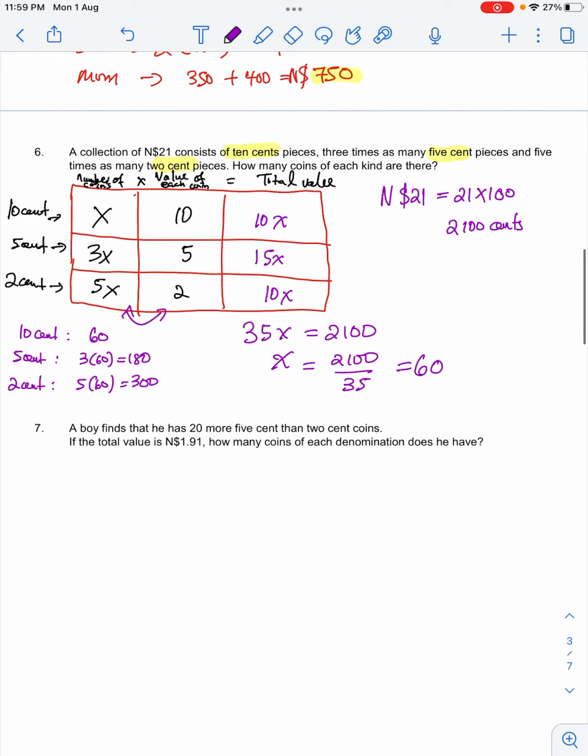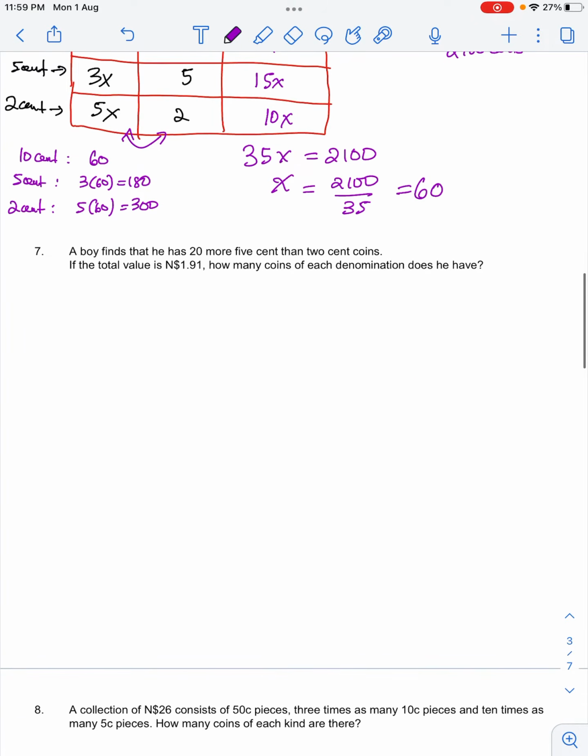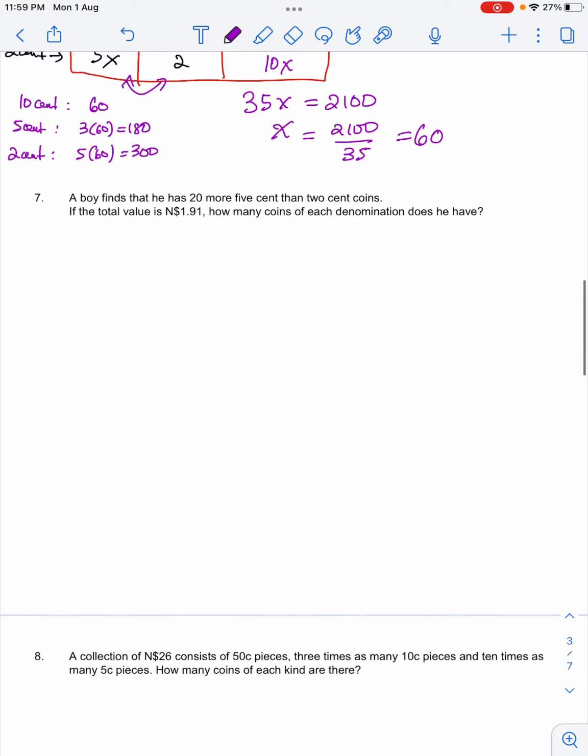Okay, so the table kind of helps. So always remember, when you get a question on these coins, the money, then you always have to make a table like so. Okay, a boy finds that he has 20 more 5 cents than 2-cent coins. There we go again. So I'm going to make a table.